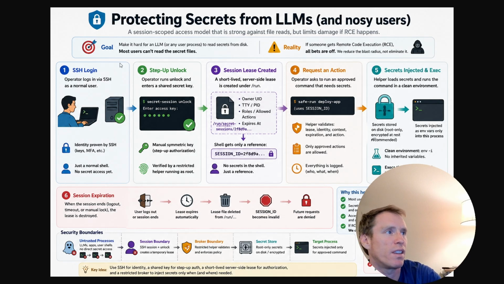So let's go into this. Here on the left, we have the SSH user that is logging in. Their identity is proven, just a normal shell. Then there's the step-up unlock. The operator runs the unlock program, which talks directly to this mike-secrets user, who let's say is running a server or some kind of service. It could communicate in any way; we don't really care. User Mike is going to talk to mike-secrets, and then mike-secrets is going to say, okay, cool, your symmetric key works, meaning they just typed in a passcode.